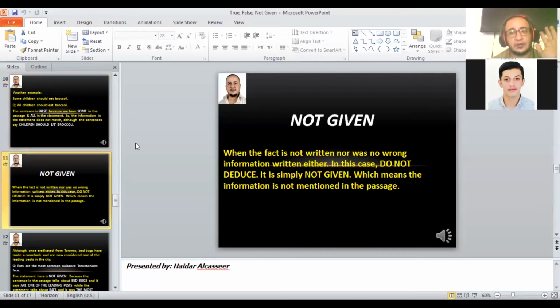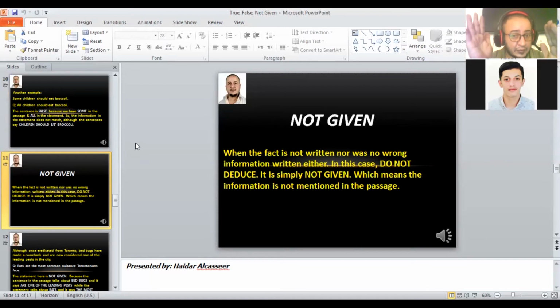Not given. Here, I want you to focus, please. When the fact is not written, and no wrong information is written either, in this case, do not deduce, do not guess. In the true, false, not given, do not guess. Don't deduce, don't give results from your mind, okay?